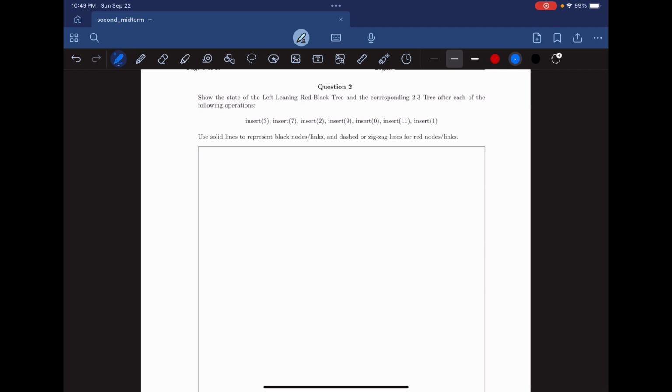So first we're going to do our insertion of 3. Let me quick label these. We're going to have the 2-3 tree, and we're going to have the left-leaning red-black tree over here. So we insert a 3 node into the 2-3 tree, and again, the exact same thing happens in the left-leaning red-black tree. That's not super complicated. It's just a normal black node we insert first.